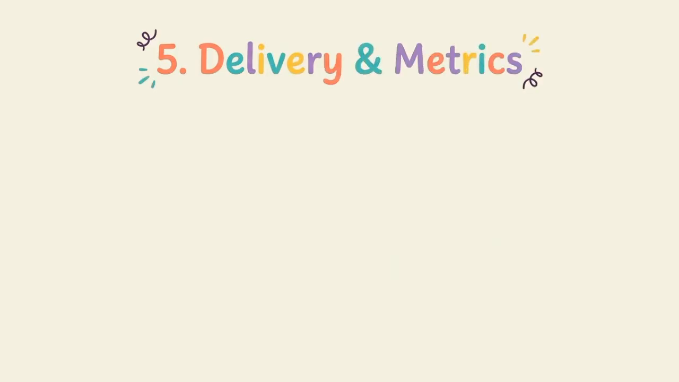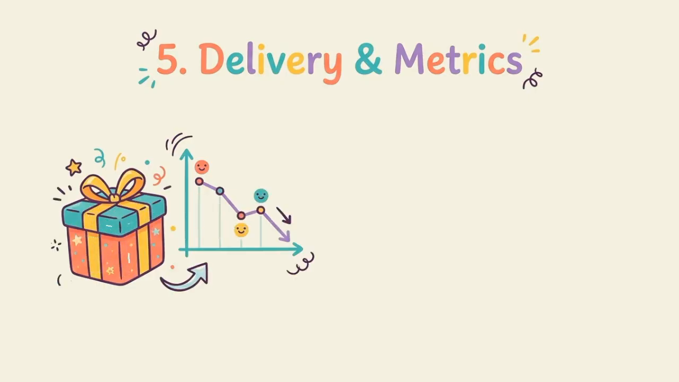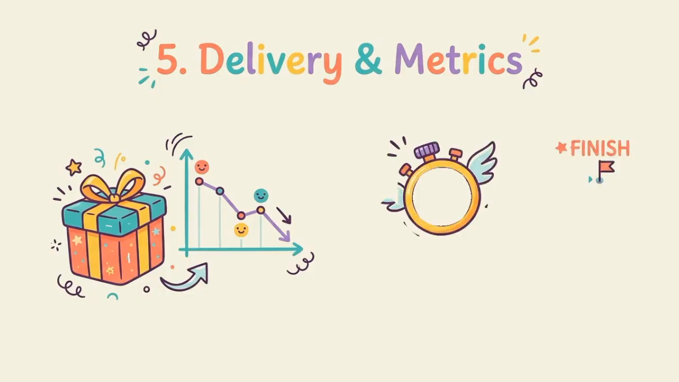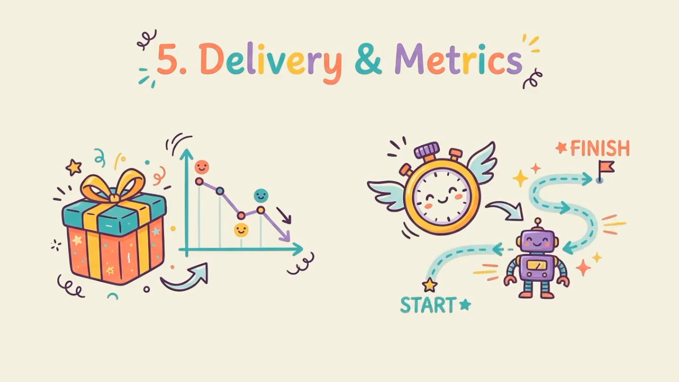The fifth difference is delivery and metrics. Scrum typically reviews and delivers value at the end of each sprint, creating a predictable delivery rhythm. Common Scrum metrics include velocity and burndown charts. Kanban allows daily delivery whenever an item is completed. Its metrics focus on flow, such as lead time, cycle time, and throughput.